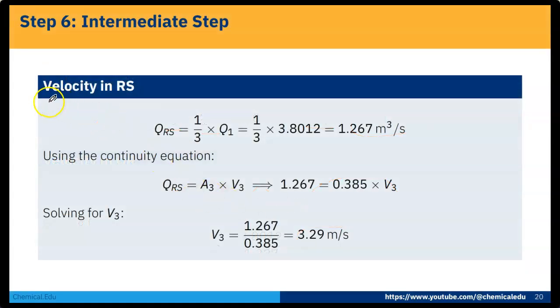Now the velocity in RS. One third of Q1 is going through RS. Q1 we know, so that is 1 by 3 into 3.8012, which is 1.267 meter cube per second. Now using the continuity equation, QRS is A3 into V3. A3 is 0.385, so V3 is 3.29 meter per second. We just plug in the values and easily calculate V3.